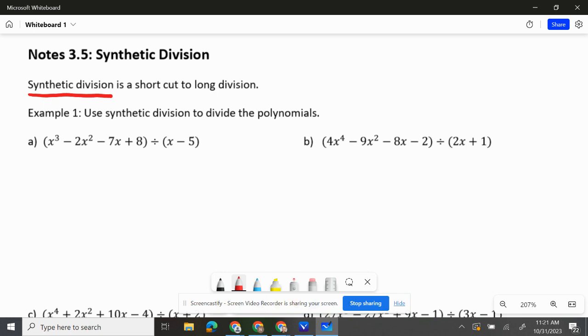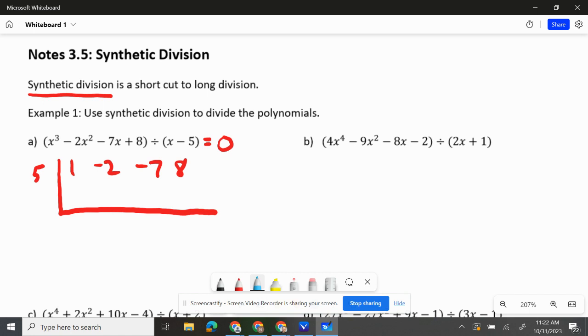So with each of these examples, we're dividing by a binomial, and how we want to start this off is whatever the binomial would give us a 0, that is the number that we're going to solve for. So we know 5 minus 5 is 0, so 5 is the number that we're going to be working with. Then we're going to take each of the coefficients from each of the terms, so 1, -2, -7, and 8.